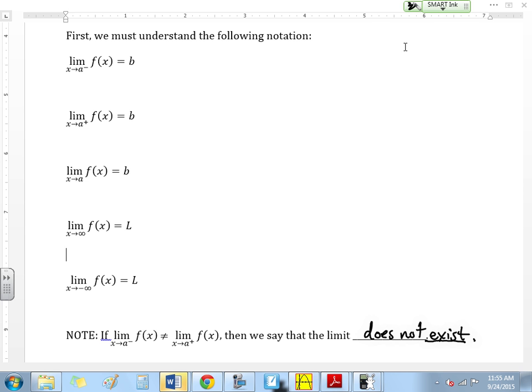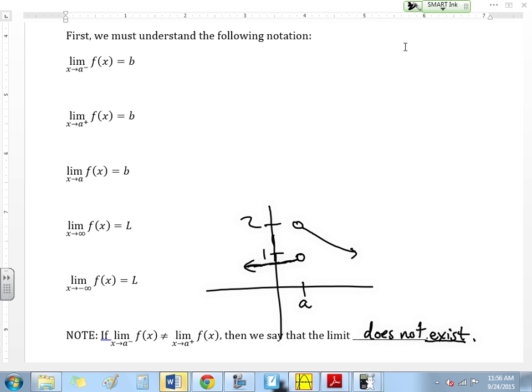Let's say that there's a graph, and here's our point A, x equals a, and you're coming from the left, and it looks like it's approaching a comma 1, but if you're coming from the right, the curve appears to be approaching a comma 2. This is an example of a function where the limit does not exist at a. So we're studying x equals a, and we see something interesting. The destination on the left and the destination on the right are different. We can only interpret that to mean there is no common destination.